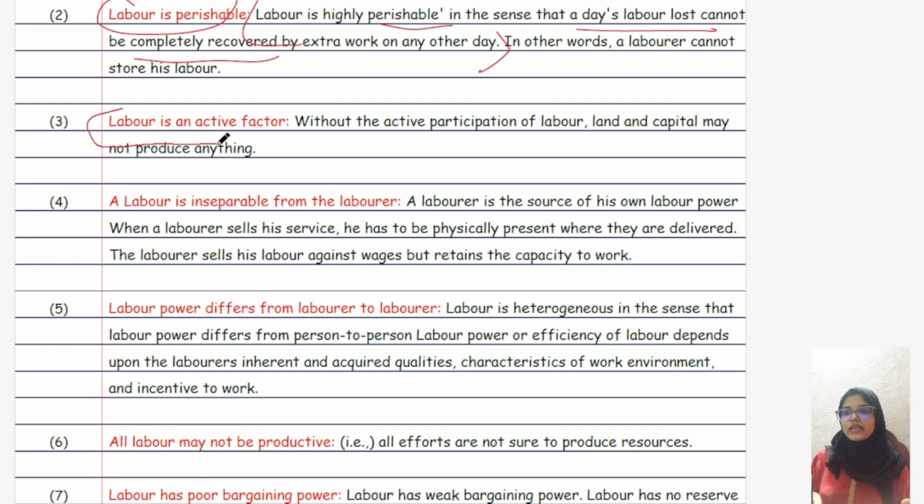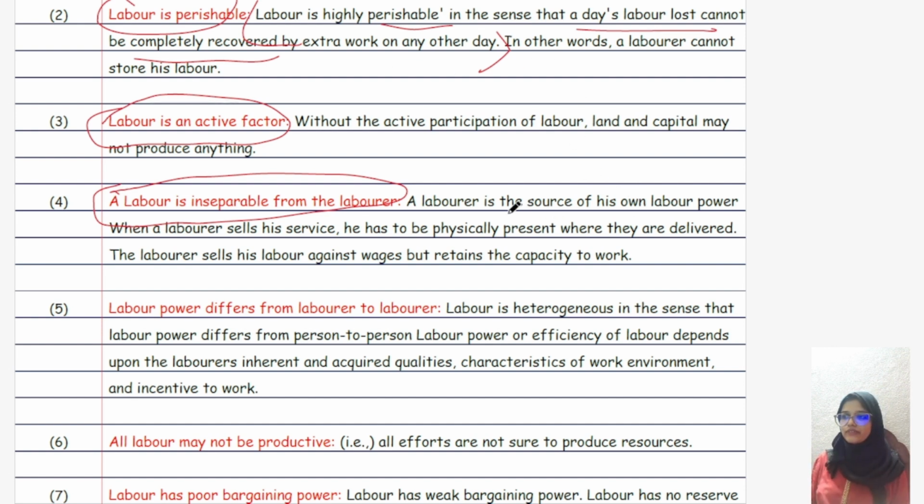Okay. Labor is an active factor. Land was a passive factor; labor is an active factor. Obviously we humans will be doing the work, right? So labor is an active factor. Labor is inseparable from the laborer. Wherever there is a laborer, there will always be labor. You cannot separate the labor which is within me. You cannot separate that.